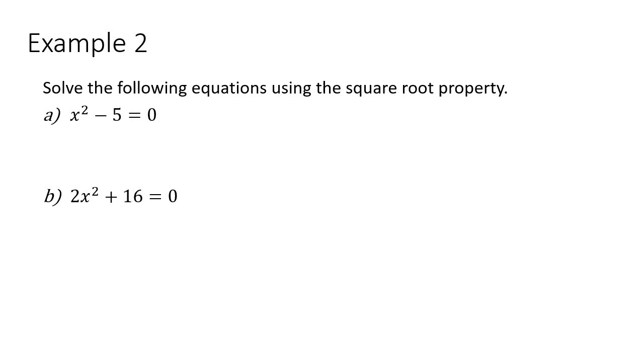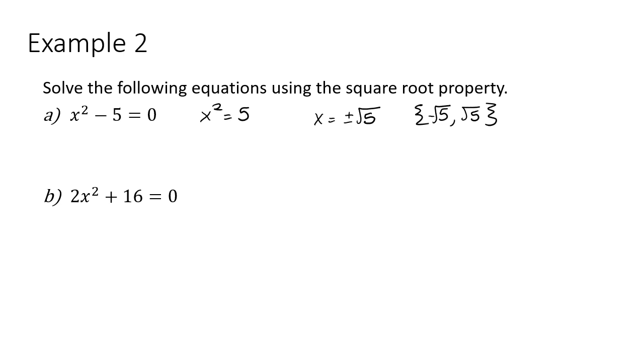All right, part A, all you have to do is add the 5 across to the other side. Take the square roots, apply the square root property. So x would be equal to plus or minus the square root of 5. That's two answers, negative square root of 5 and positive square root of 5. But just leaving it as plus or minus is fine.